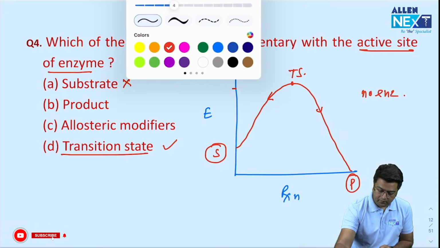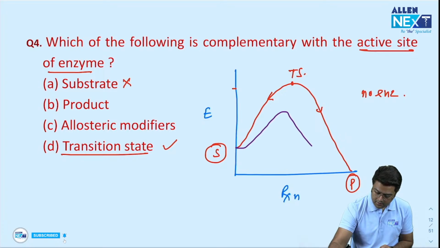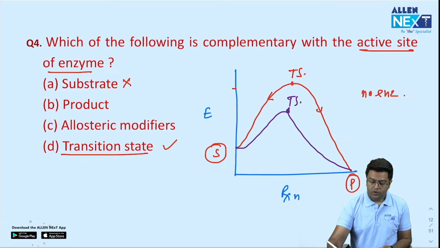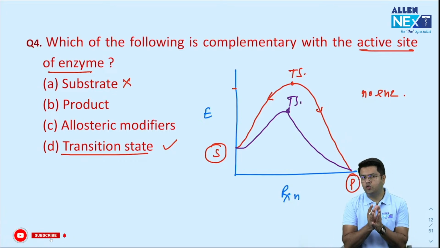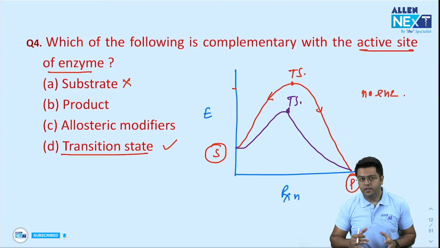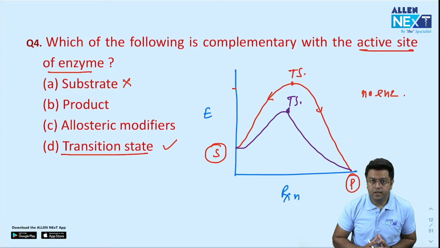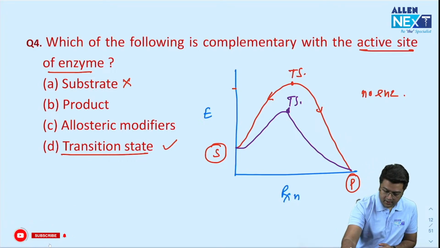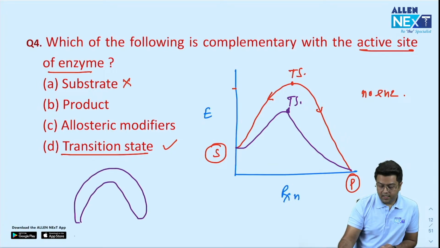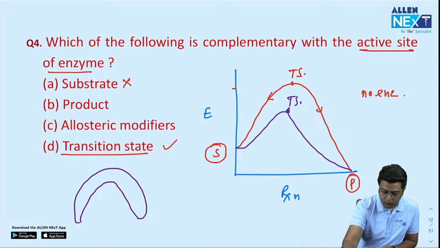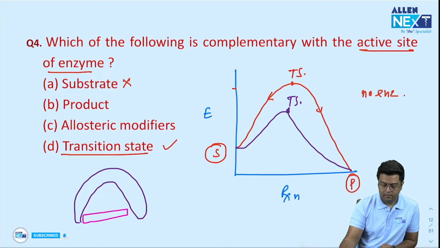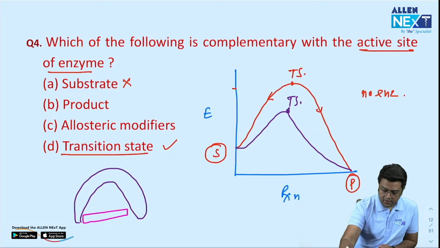Now if I use an enzyme, then suppose this is my transition state achieved. So guys, this transition state has low energy. What the enzyme does is lower the energy of the transition state. But how? Suppose this is the enzyme. This enzyme can bind with the substrate, for example, or it can bind with the transition state.